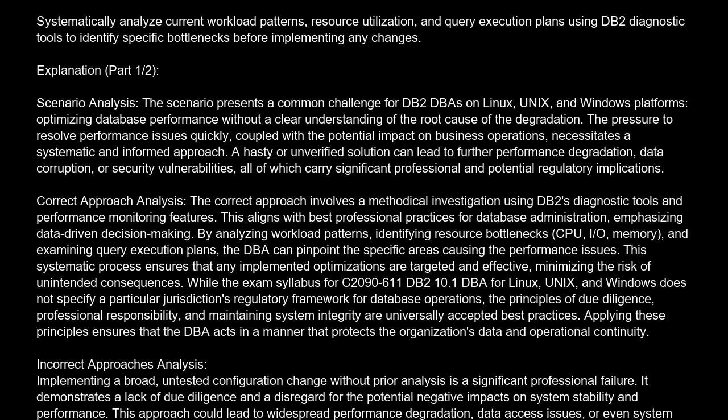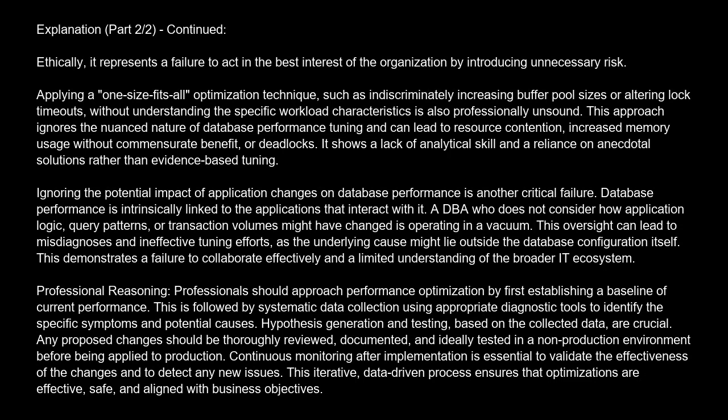Incorrect approach analysis. Implementing a broad, untested configuration change without prior analysis is a significant professional failure. It demonstrates a lack of due diligence and a disregard for the potential negative impacts on system stability and performance. This approach could lead to widespread performance degradation, data access issues, or even system crashes, which could have business continuity implications. Ethically, it represents a failure to act in the best interest of the organization by introducing unnecessary risk.